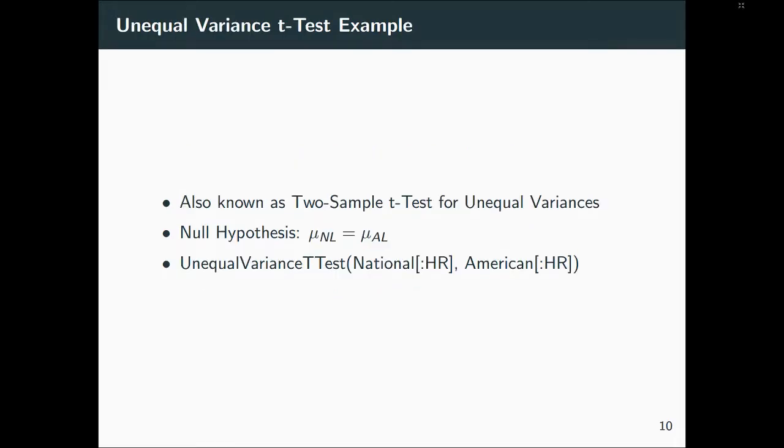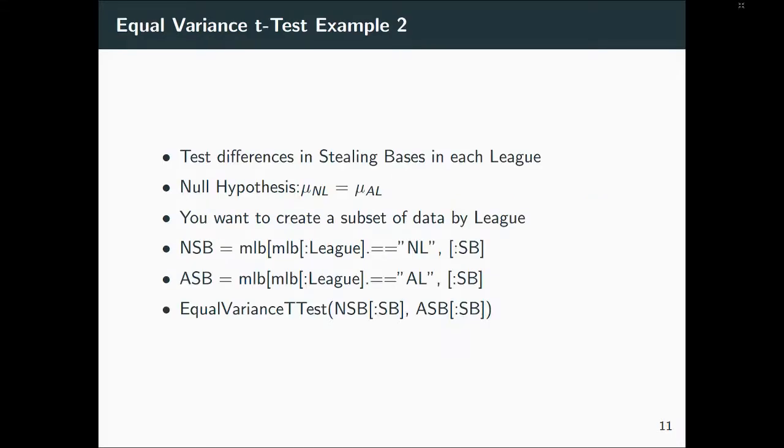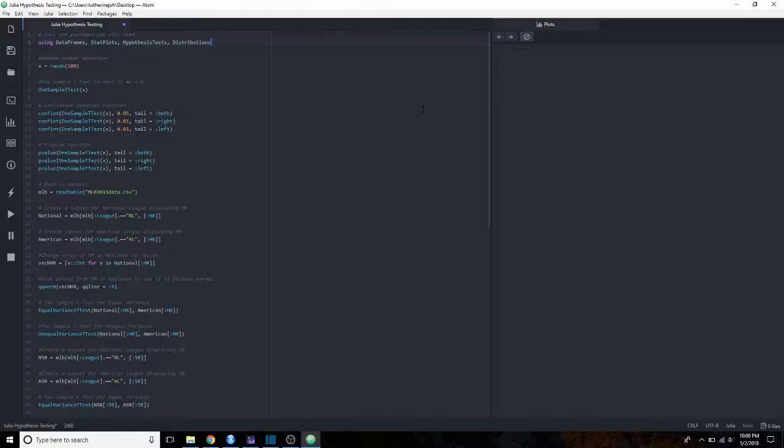The unequal variance t-test is a two-sample t-test assuming that the variances of both samples are not equal. The null hypothesis is the same as for the equal variance t-test. The function used will be the unequal variance t-test. In our second example, we will be testing the differences in stolen bases by league. Again, we will create a subset showing the number of stolen bases by league. Then, we will use the equal variance t-test.